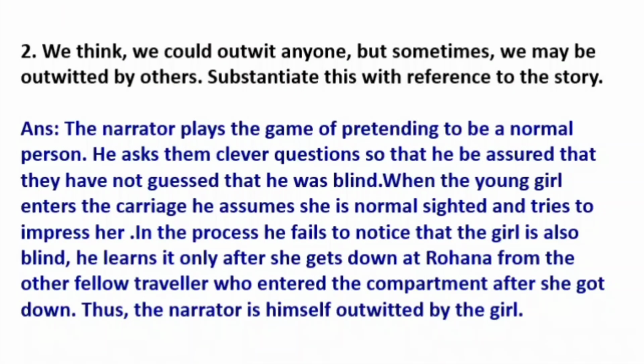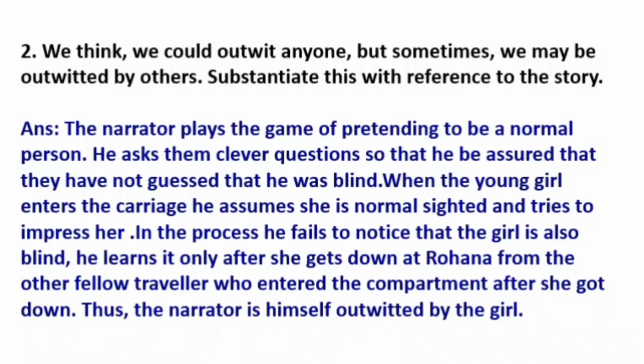Second one. We think we could outwit anyone, but sometimes we may be outwitted by others. Substantiate this with reference to the story. Answer. The narrator plays the game of pretending to be a normal person. He asks them clever questions so that he may be assured that they have not guessed that he was blind.